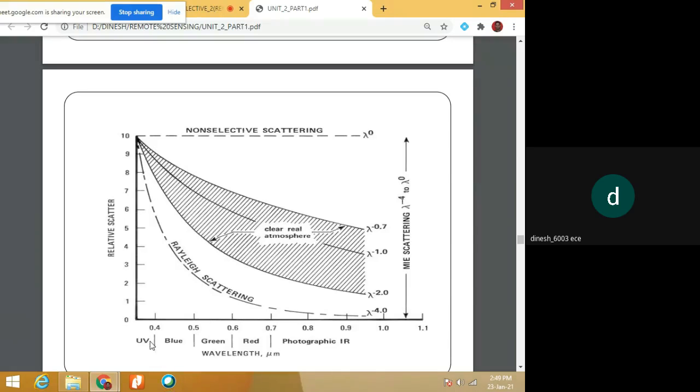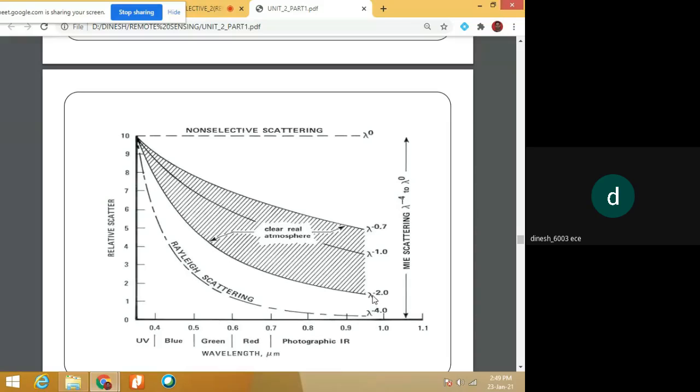At the ultraviolet region, you can see there is a higher relative scattering. Whereas at the blue region, you can see there is more scattering; Rayleigh scattering is found at 1 by lambda power 4, because this follows the Rayleigh scattering law. So that is kept separate.